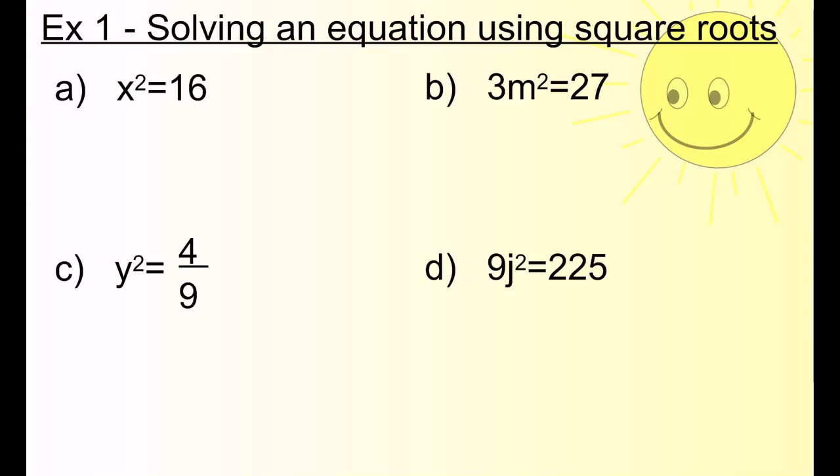So let's do this. Solve an equation using square roots. So here we have our first problem, problem A here. We have x squared equals 16. So if we would square root each side, if I would square root x squared, it gives me x, because square rooting and squaring are opposites. It's as if I said I have x plus 2 and I minus 2. The plus 2 and minus 2 cancel out, and I'm left with just x.